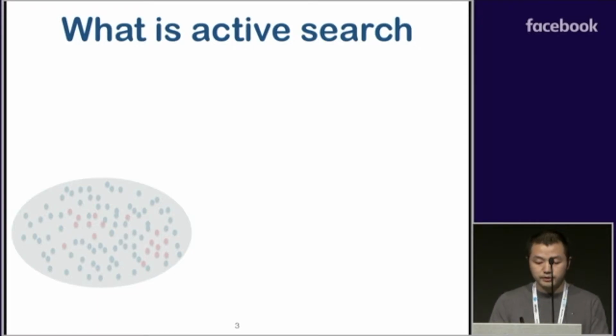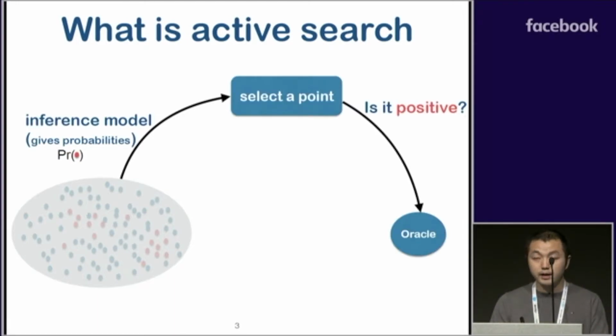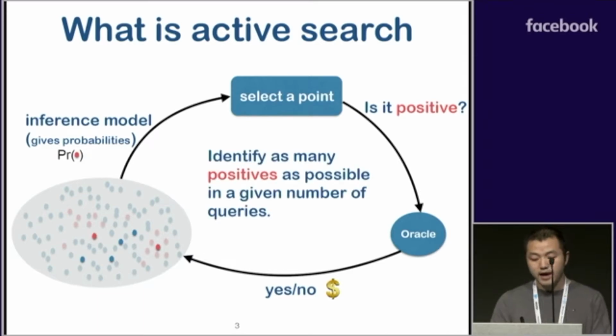Now suppose you have an inference model that gives you the probability of each point being positive. Given this information, you can select the points and query an oracle. Is it positive? The oracle will answer your query with a certain cost. Based on this new observation, you can update your model and repeat this process. Your goal is to identify as many positives as possible in a given number of queries.